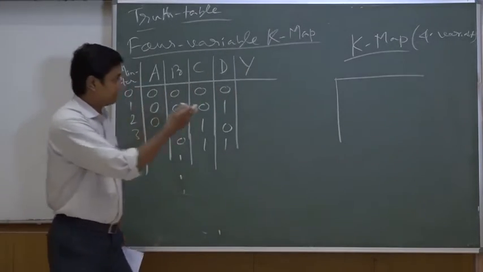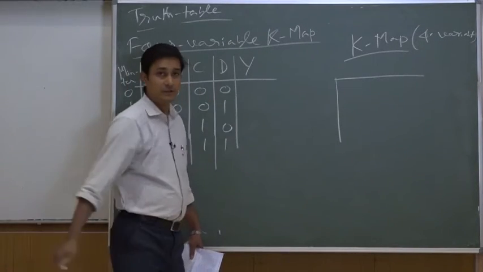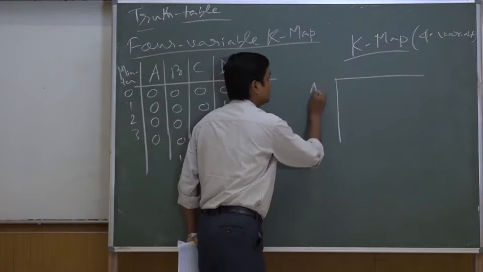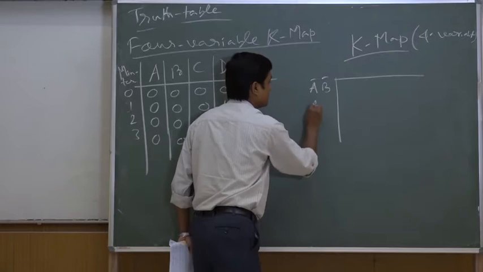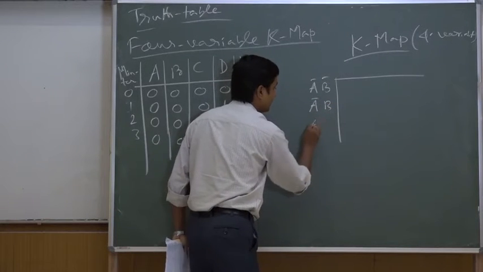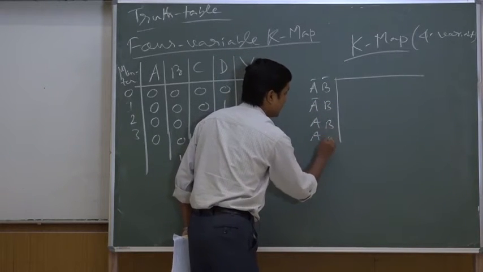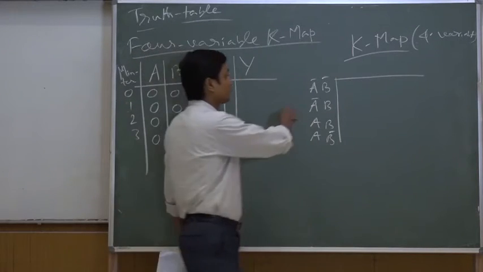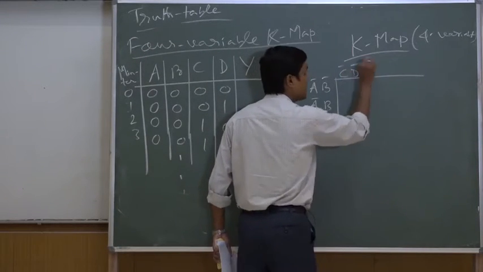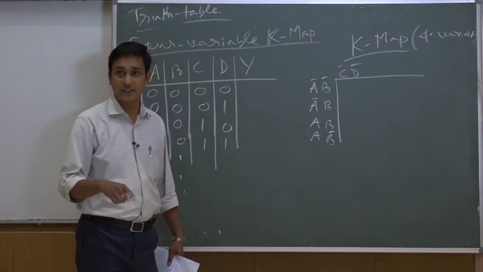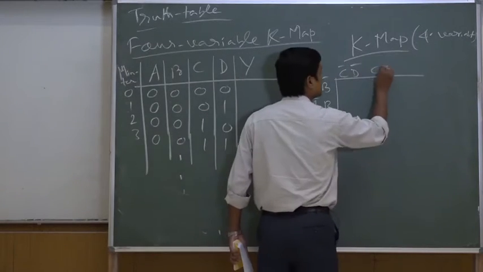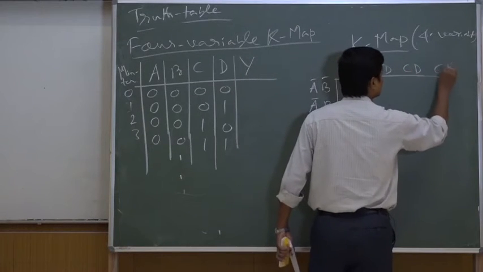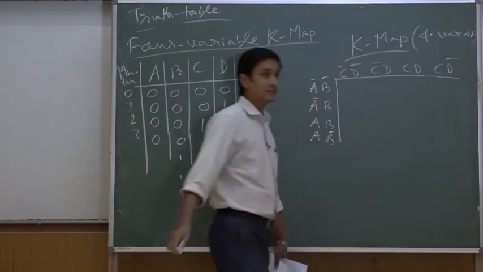For this column, 2 variables are already considered there. Follow the same: A bar B bar, A bar B, A B, A B bar. Follow the same technique for the other side also: C bar D bar, another variable has come there. Then C bar D, C D, C D bar. It is done.